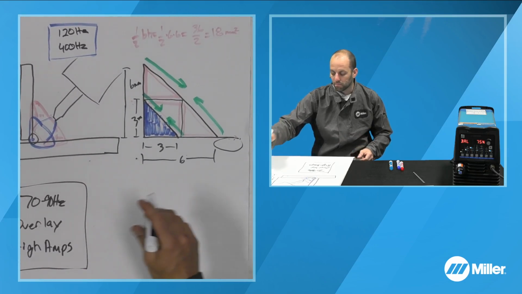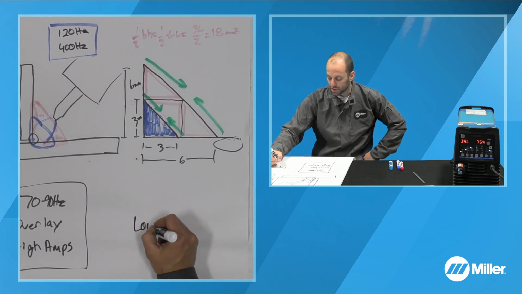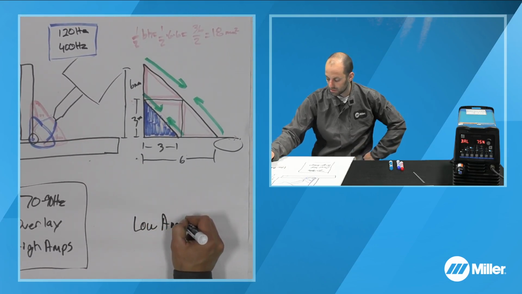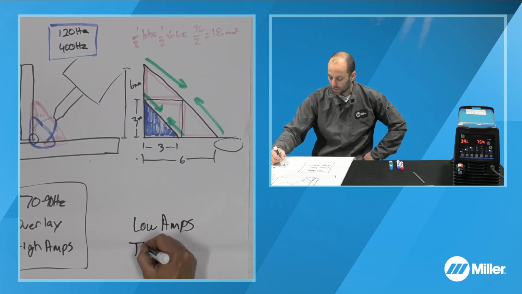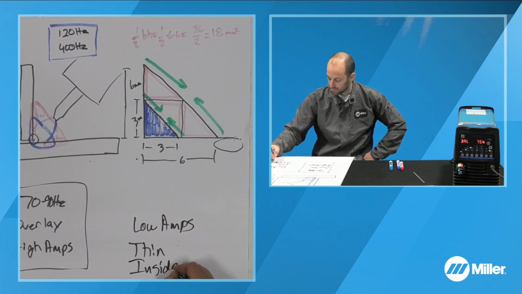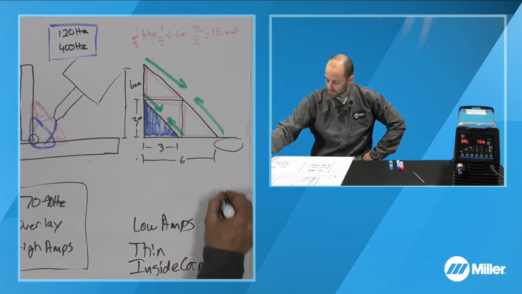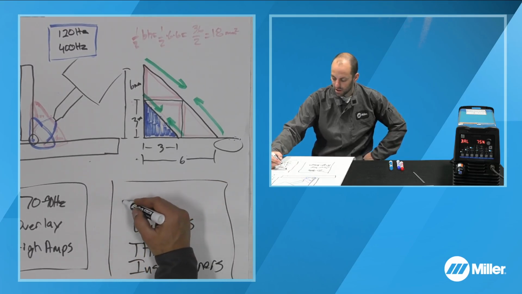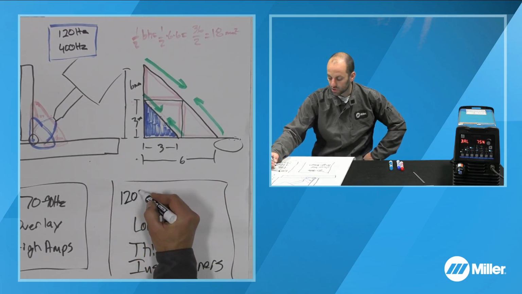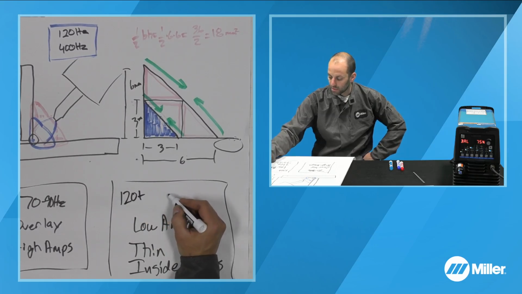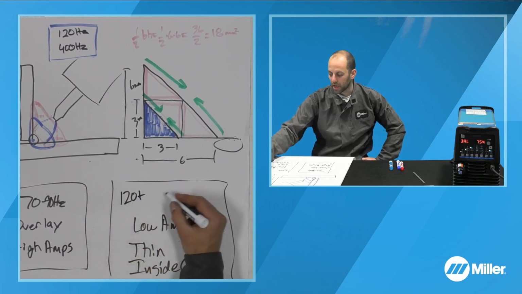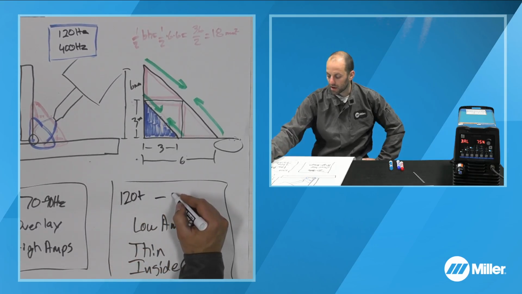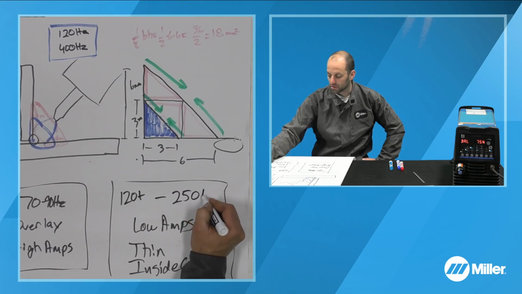So for a low amperage application, thin materials, and inside corners, you're going to want to be for sure 120 plus, and then for handheld applications I generally recommend up to about 250 hertz.